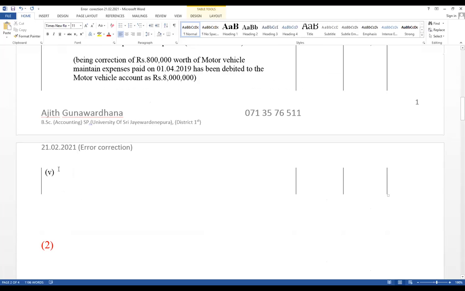Double entry: creditor control account debit, difference value equal 4,500, as well as purchase account credit.